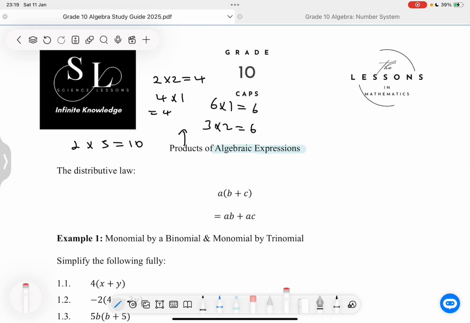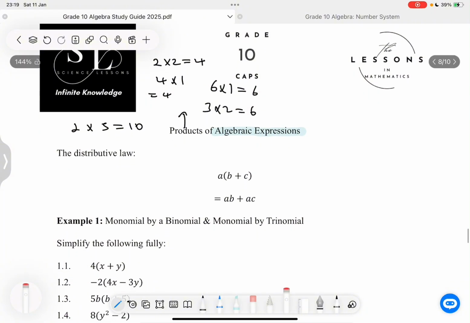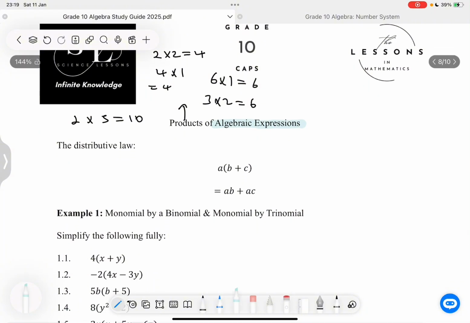We are going to do exactly the same. Remember that with algebra, we study numbers in a general form using symbols and letters. Now we're going to do that for algebraic expressions. We're going to find products of algebraic expressions. We use a law called the distributive law to do products of algebraic expressions.